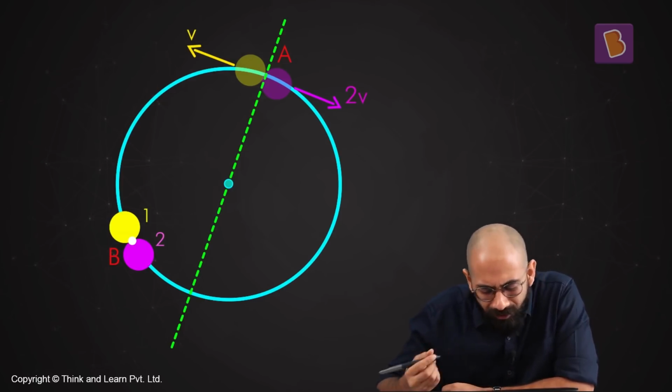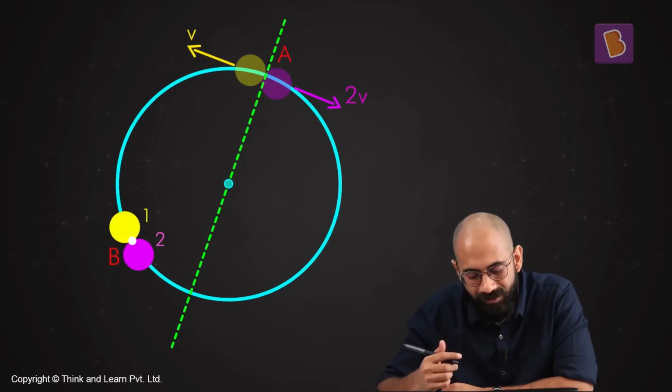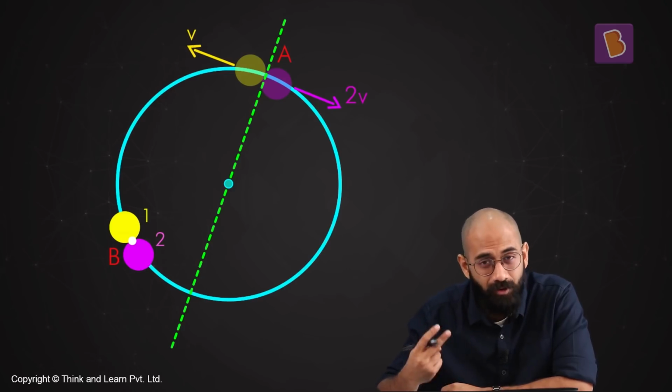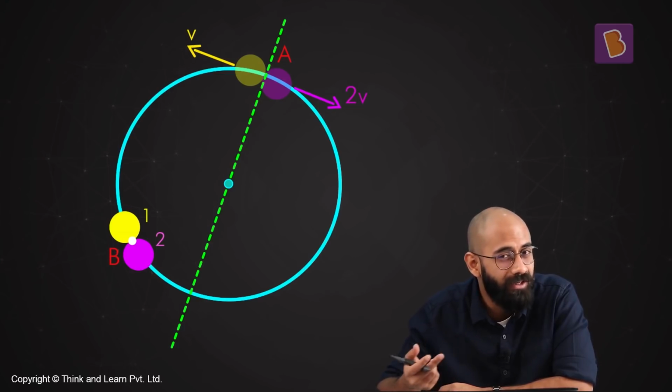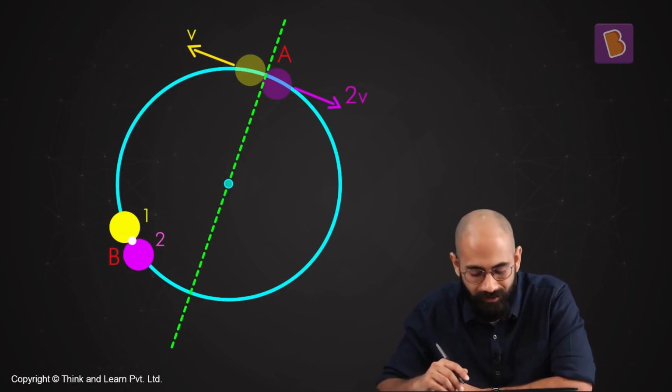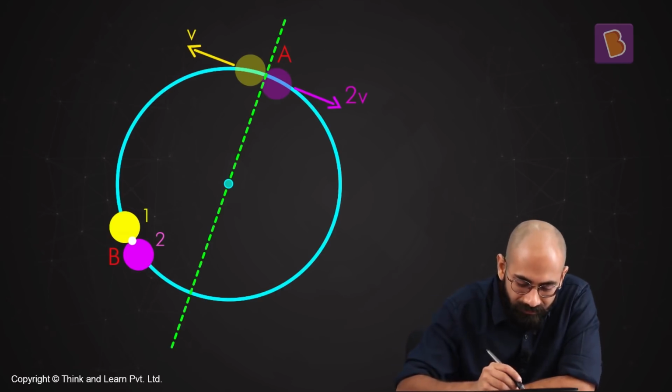Intuitively you can see it yourself, because object number 2 is traveling at twice the speed. It will cover double the distance, right? Because the time is constant. To make it simple, let's calculate this.